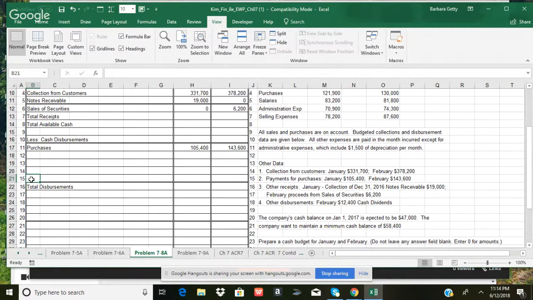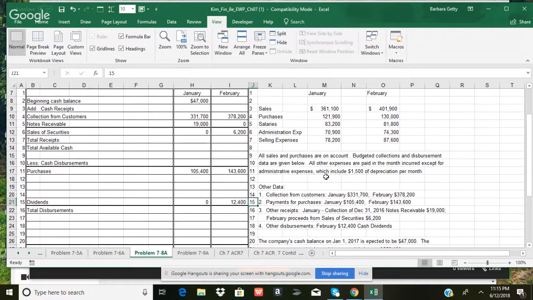And I know it says cash dividends, but when you're in the assignment, when you do the drop down, it only gives you the option for dividends. Dividends are done under cash disbursements, and we have nothing for January, but for February we have $12,400.